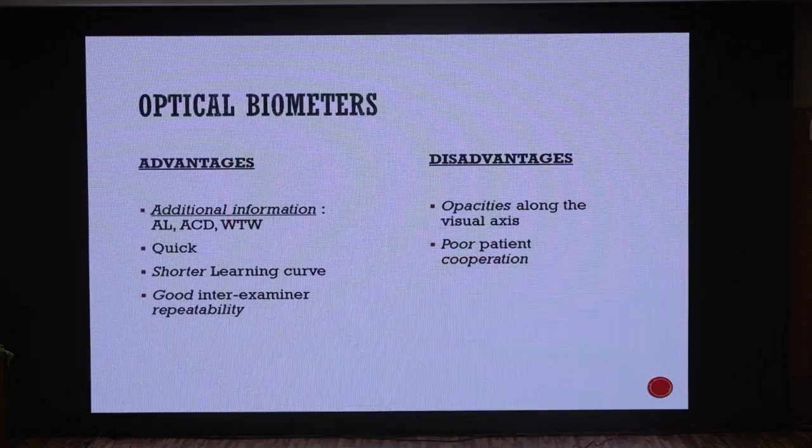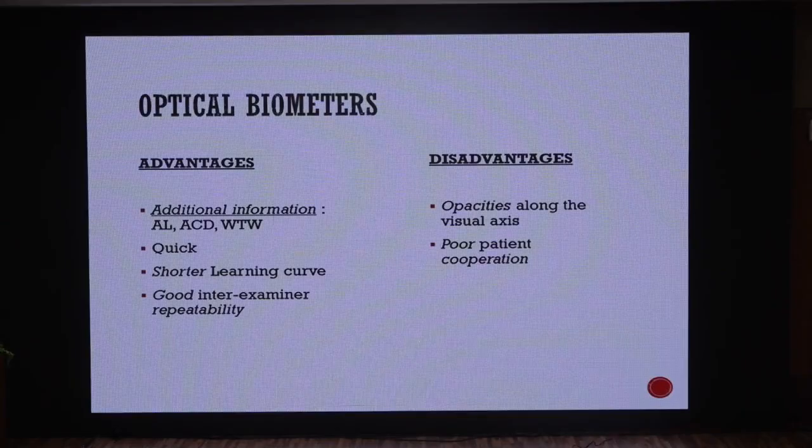So this is one of the major advantages of the optical variety, where you get additional information apart from the keratometry reading. It is quicker with a shorter learning curve. It has good inter-examiner repeatability. Disadvantages, as already mentioned, are that being a light dependent investigation, optical opacities along the visual axis would be a hindrance in getting you an exact keratometry.